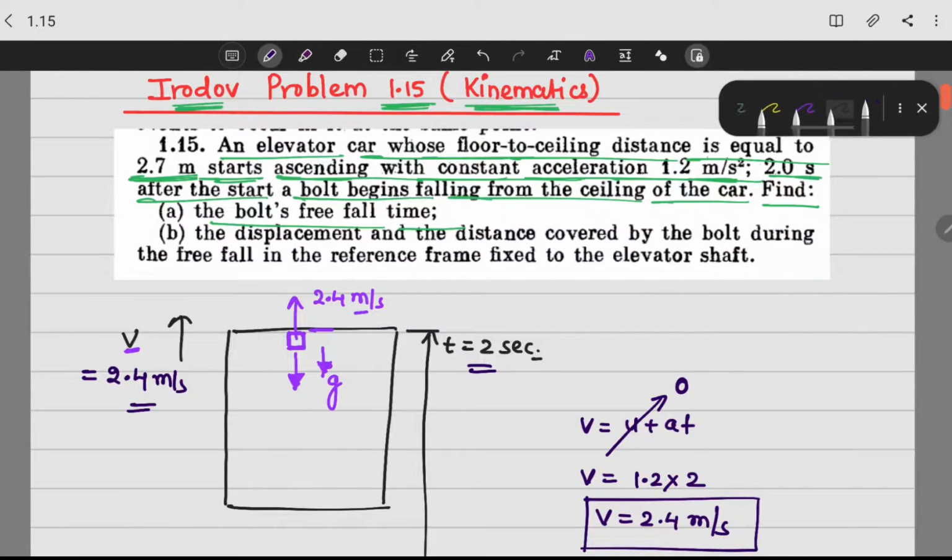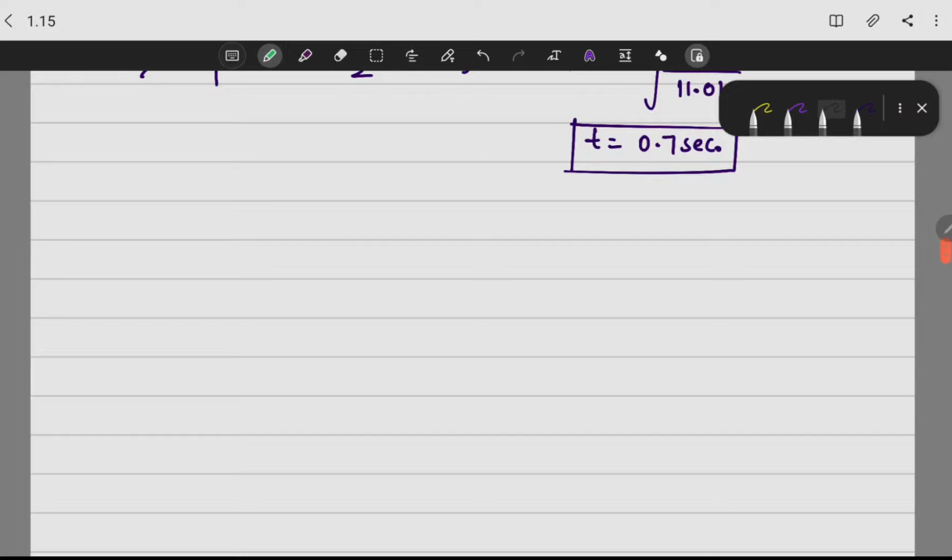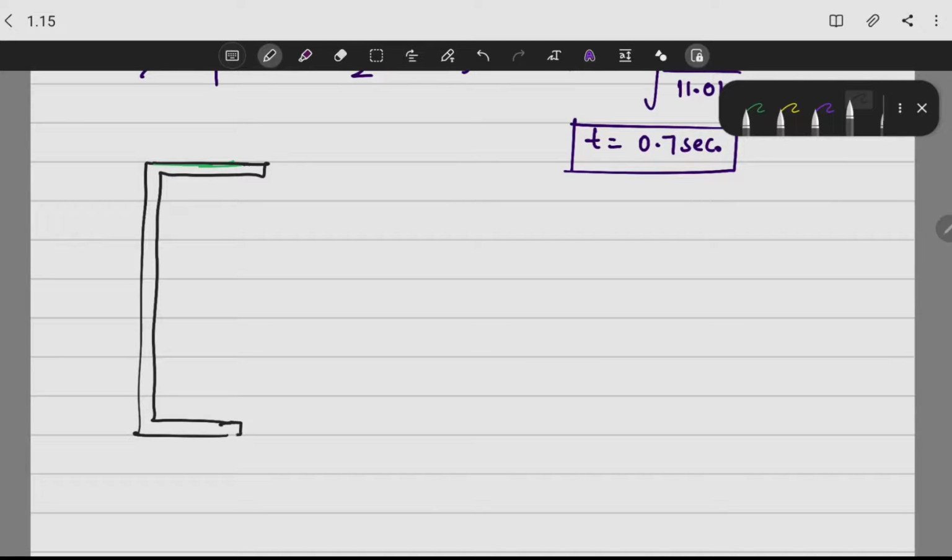Now coming to the second problem. In the second problem it is asking to find the displacement and the distance covered by the bolt during the free fall in the reference frame fixed to the elevator shaft. So basically the elevator shaft is fixed to the building. Let us draw this one. So basically this is the elevator shaft on which the lift is moving, and these are the floors.